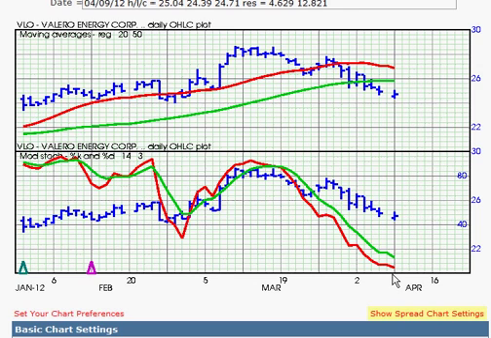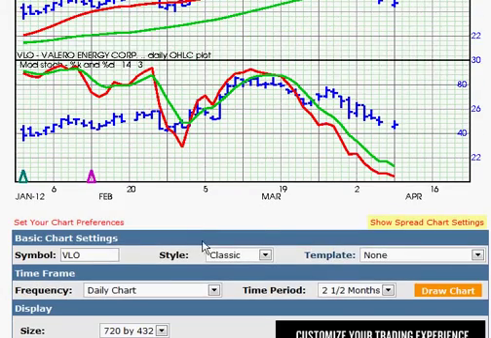And the 14-day stochastics is oversold, and again, if this crosses back up to the upside, that signals the bottom may be in. So VLO is a good stock to keep an eye on.